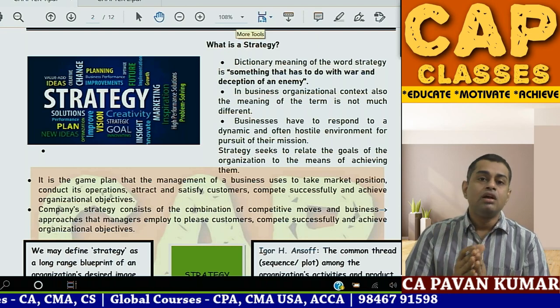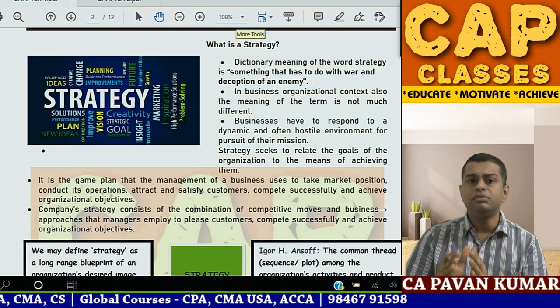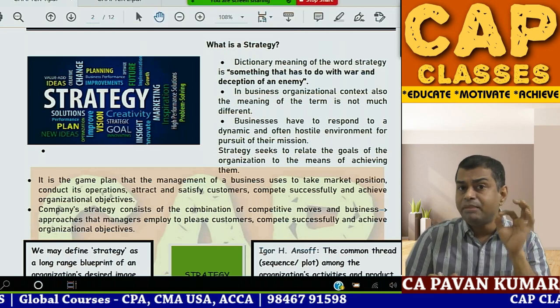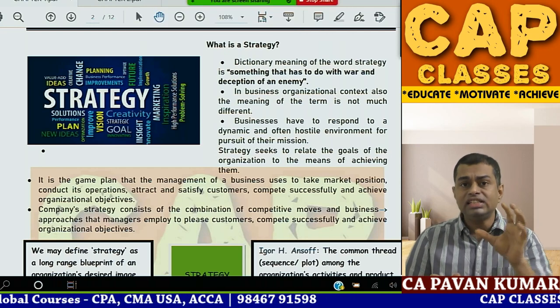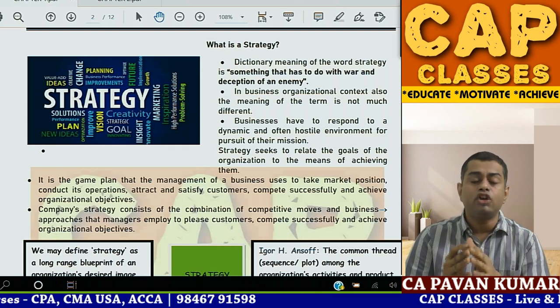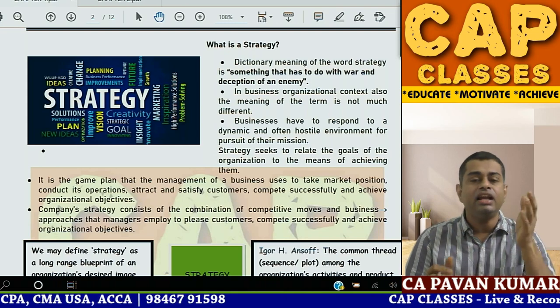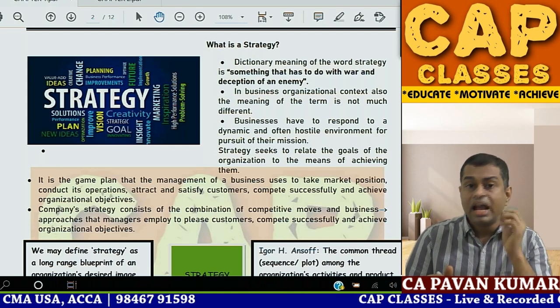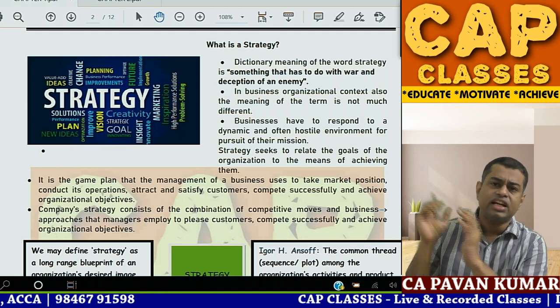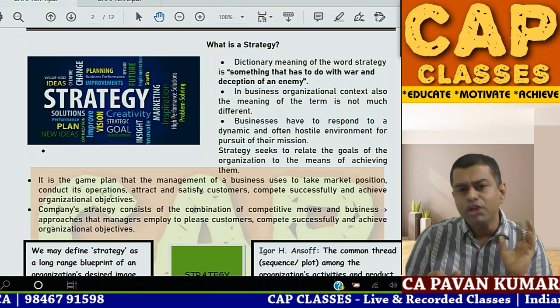So old syllabus and the new syllabus, almost strategic management, 90% it is same, 90%. There are few changes in the first chapter, like business environment. The micro and macro environment is discussed in detail in IPCC syllabus, which is not there in final. And also at the end, reaching strategic edge, there are 1-2 questions which are not there in the new syllabus.